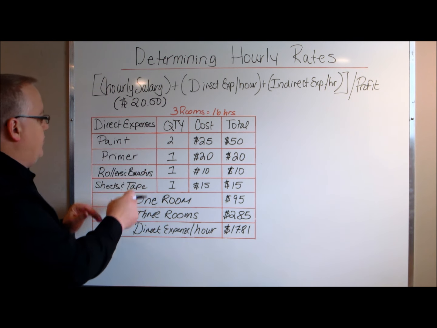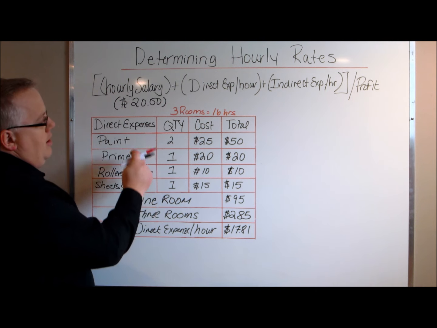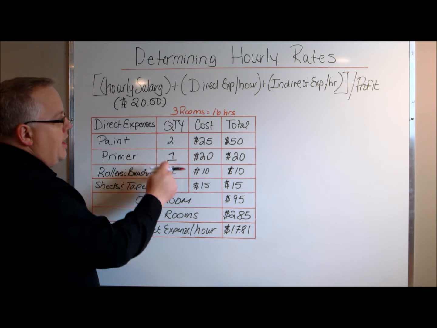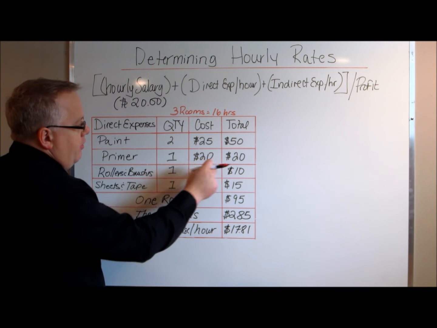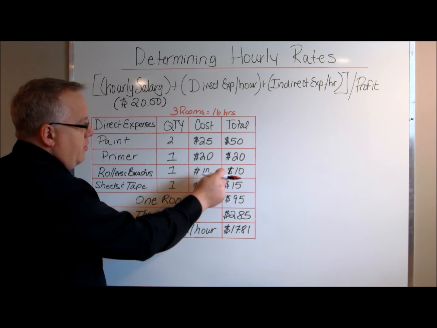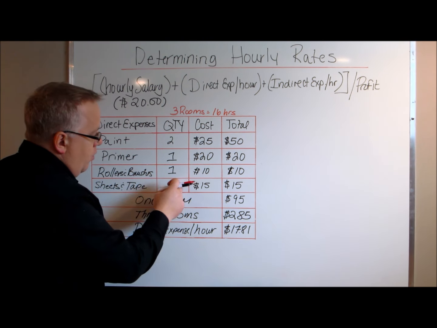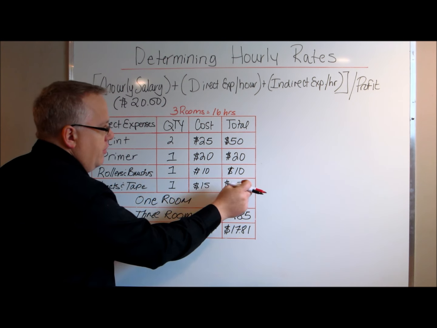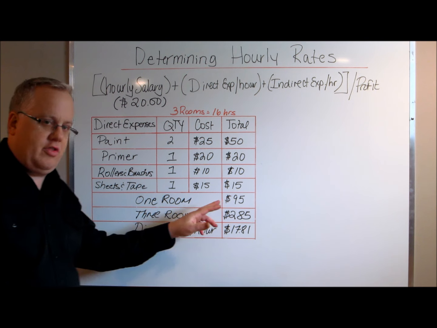So he's going to total up his direct expenses. Right off the bat, he says, for every single room I paint, I'm going to need paint. I'm going to need 2 cans of paint at $25 each, total for $50. I'm going to need 1 can of primer, $20 total. I'm going to need rollers and brushes. I'm going to buy 1 pack for $10. I'm going to need sheets and painter's tape, so I'm going to buy 1 pack of those. It's going to cost me $15, total for $15. So the total direct expenses for 1 room is $95.